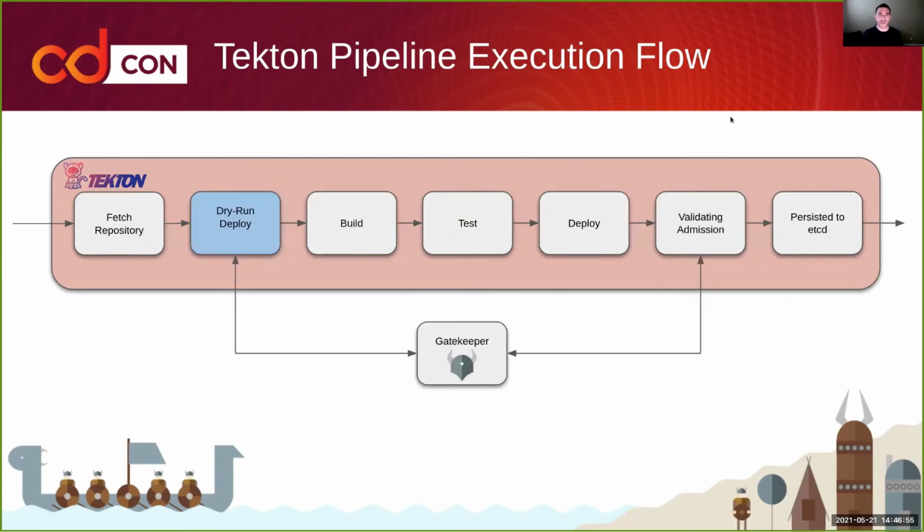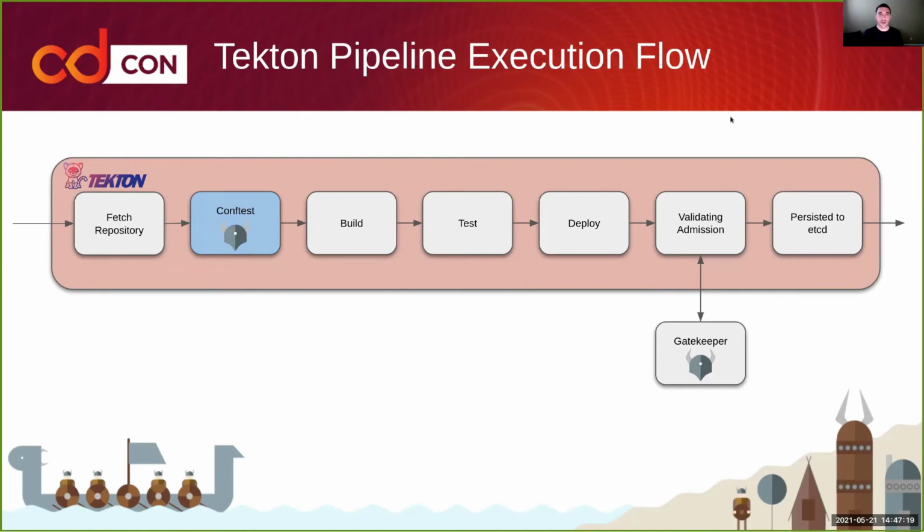Gatekeeper can also be inserted earlier in the pipeline to effectively shift left your DevSecOps process. In order to insert OPA earlier in the pipeline, we can leverage the server dry run feature of Kubernetes to allow the Gatekeeper admission controller to pass or fail the pipeline before proceeding with the rest of the pipeline tasks.